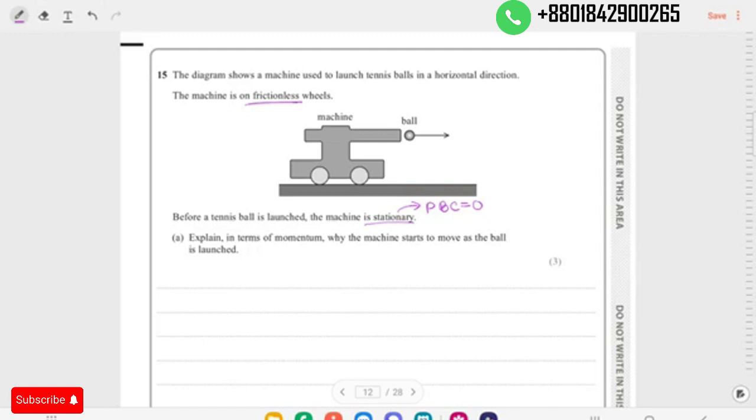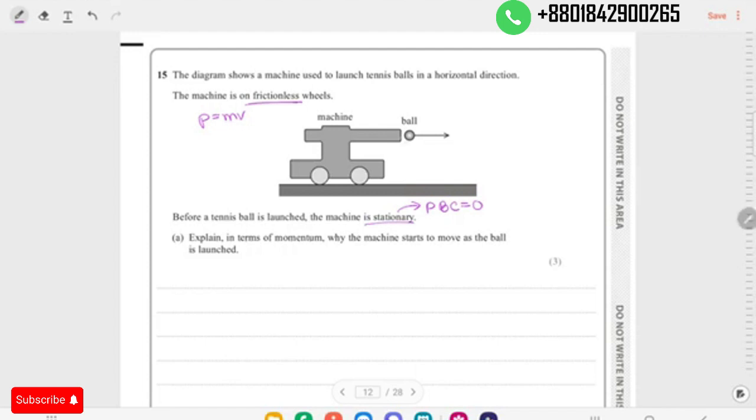But as you can see, we are projecting the ball away from the machine, so the ball will obviously move with a certain velocity. According to the equation momentum equals mass times velocity, if it has a velocity, it will obviously have a mass, and then it will have a momentum. So in order to cancel out the momentum of the ball, the machine moves in the reverse direction. Whatever the momentum of the ball was, the machine will gain the same amount of momentum but in the opposite direction. So they will have different signs and eventually get cancelled out.